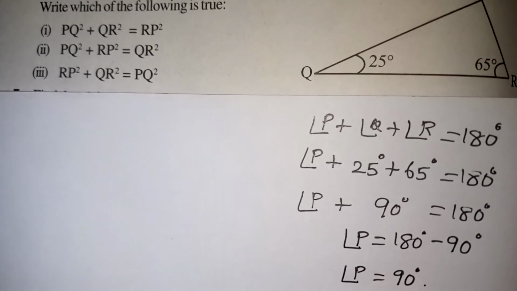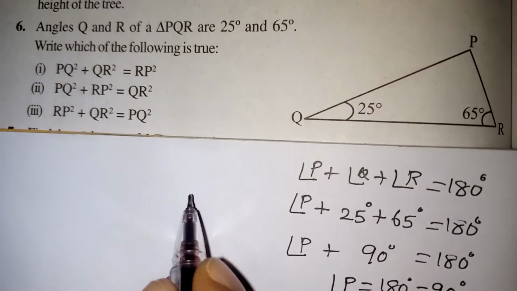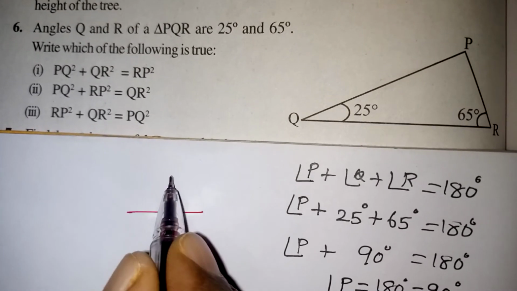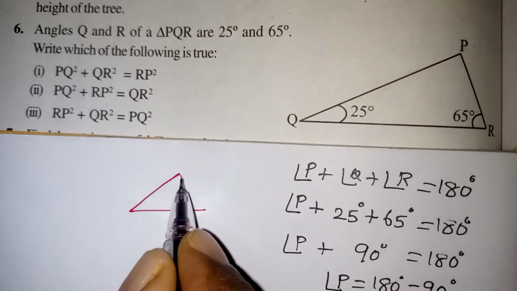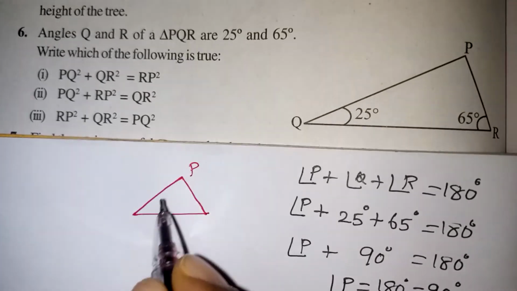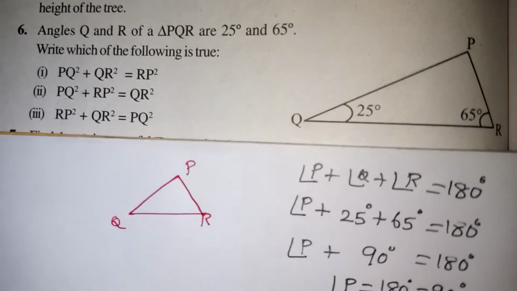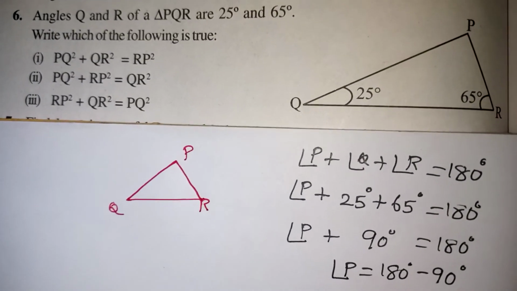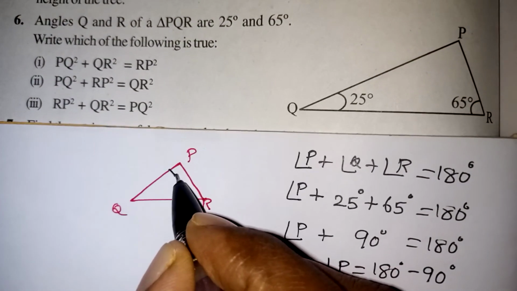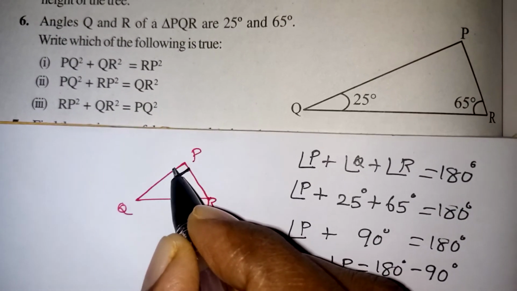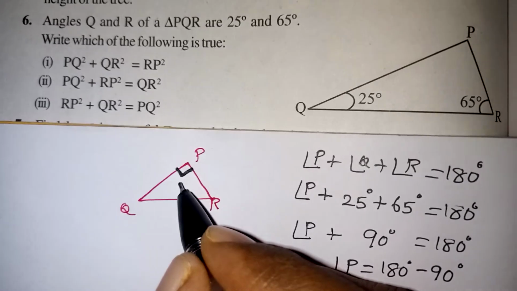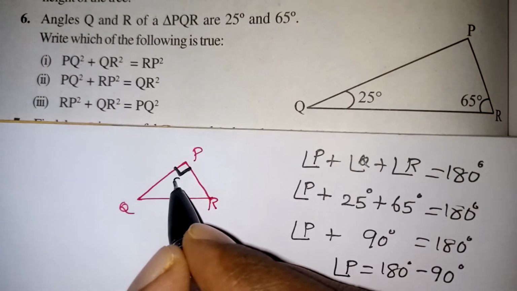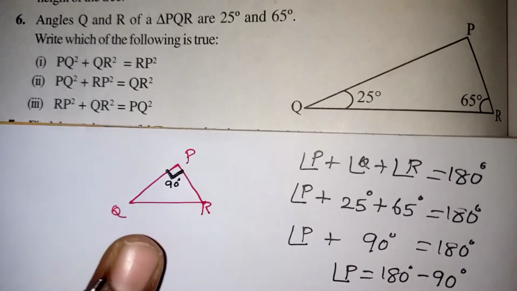Now look at the diagram. This is the given diagram. I am just drawing it for your understanding. The diagram is given like this. This is your P, this is your Q, and this is your R. Now we have found that angle P is 90 degrees. So this is angle P, this is 90 degrees. So what we can say is that it is a right angle triangle.